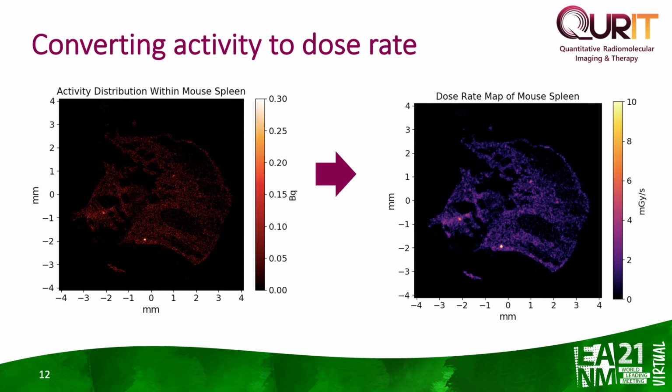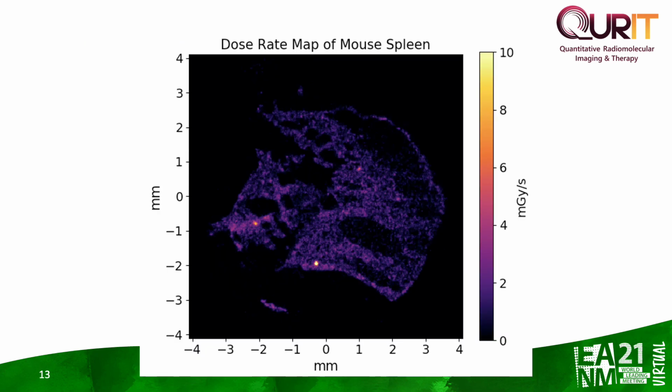So now, using our dose kernel, we can convert our activity distribution map to a dose rate map, which you can see here. Based on this image, the average dose rate within the mouse spleen is around 2 to 4 milligray per second, with some regions of much higher dose and some regions of low to zero dose.